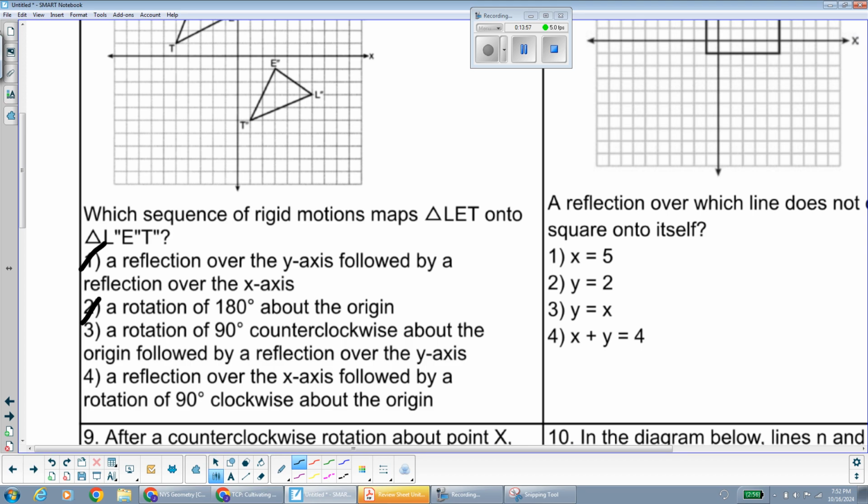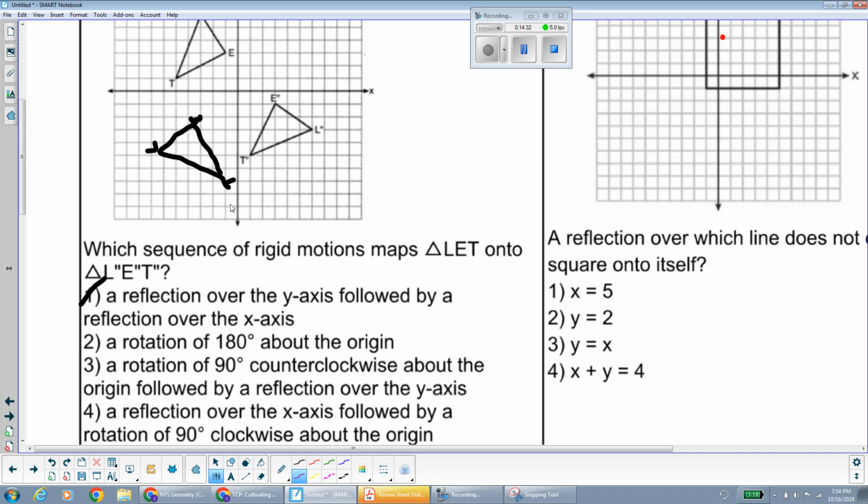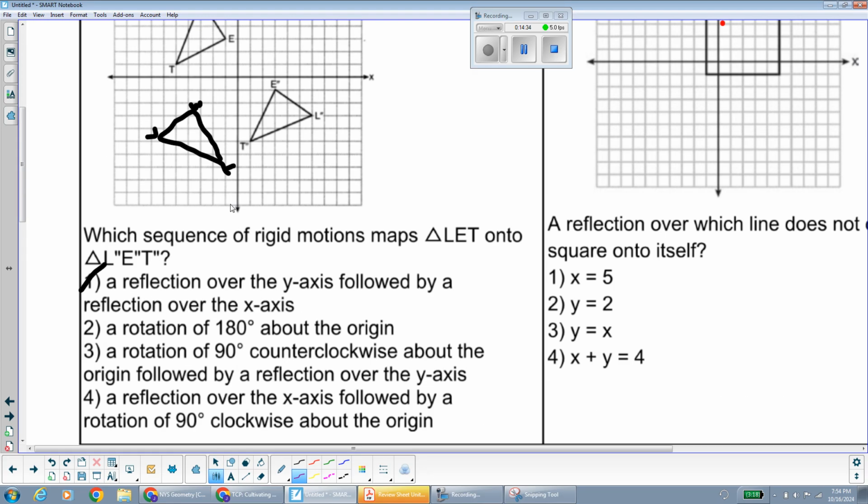The next one says a rotation of 90 degrees counterclockwise about the origin, followed by a reflection over the y-axis. For this next one, I'm going to see once again if it's reasonable. So a 90 degree counterclockwise rotation would be somewhere in this box, and it would be turned like this. And then if it was flipped over, L would match up with L prime, E would match up with E prime, and T would match up with T prime. So that sounds reasonable. That sounds like it could be. So 3 might be it.